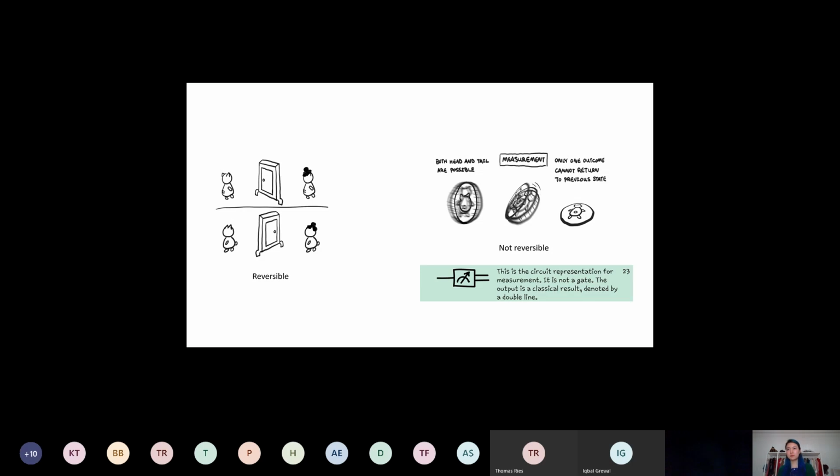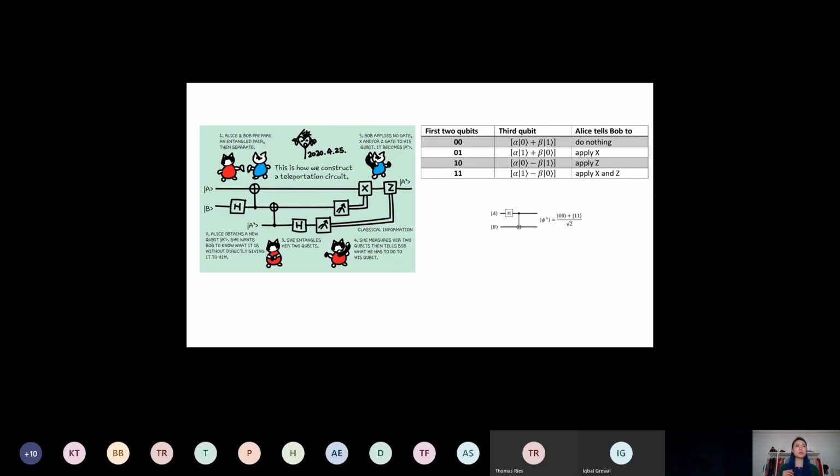Measurement is not a gate, and it is not reversible. As we previously mentioned, people like to use the word collapse, but really it is an outcome of interference. We also have a circuit representation for measurement, which looks like a dial. After the measurement, there are two lines. It tells you you get a classical information output. So that's it. You can use circuits. You can draw lines and put gates between them to construct an algorithm.